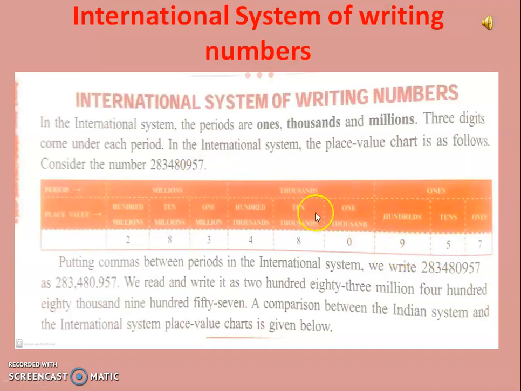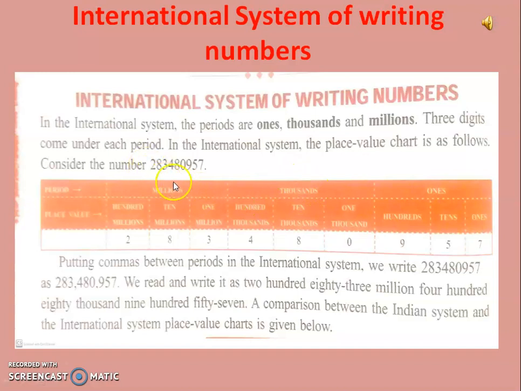So here the first period is completed. Now the next digit in our given number is 0. It will go under 1000. Then the next digit is 8. It will go under 10,000. Then the next digit is 4. It will go under 100,000. So here the second period is completed.